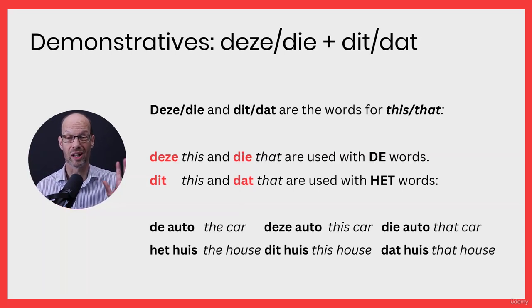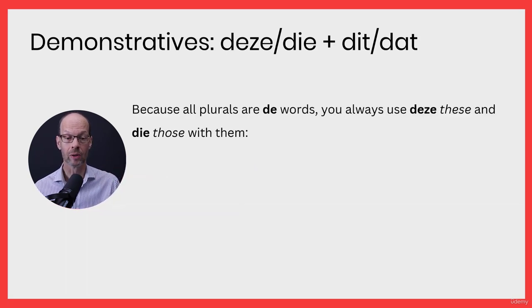Okay. Good. Not too difficult, right? But maybe difficult in applying it. One more thing, and that's the plurals, but that's actually quite simple. So, because all plurals are de words, right? De huizen, de auto's, so the words we saw before, you always use deze, these, and die, those with them.